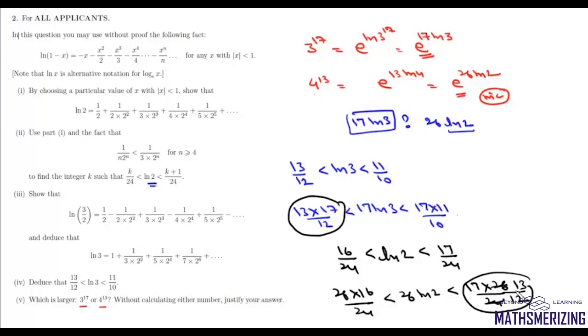So from here we can clearly say 26 log 2 will be less than 17 log 3, or simply 2 to the power 26 is less than 3 to the power 17, or 4 to the power 13 is less than 3 to the power 17. So which is larger? 3 to the power 17 is larger.